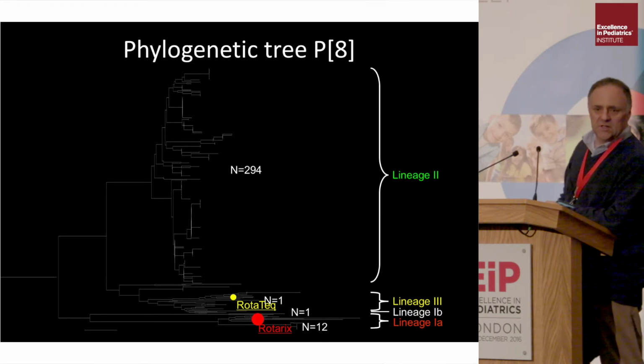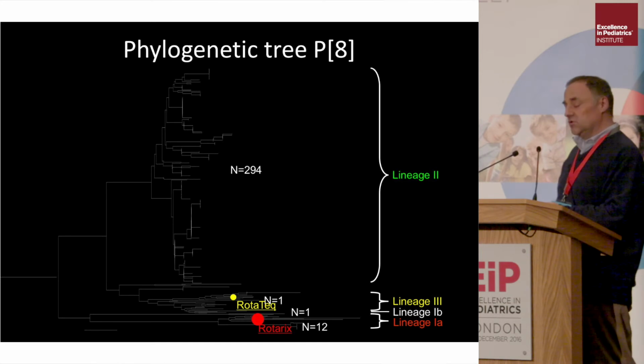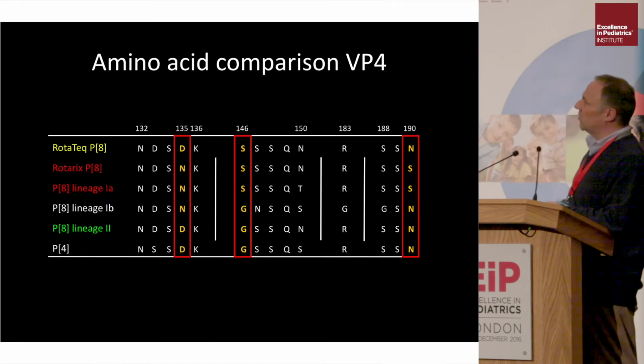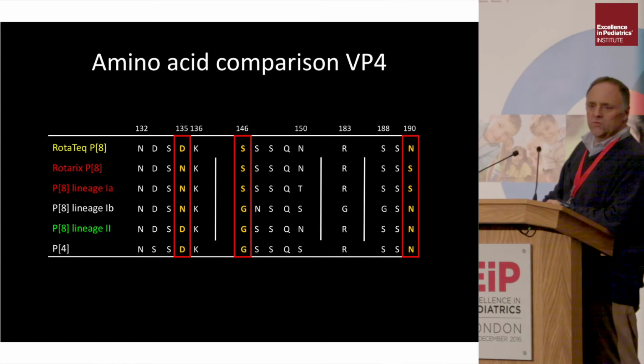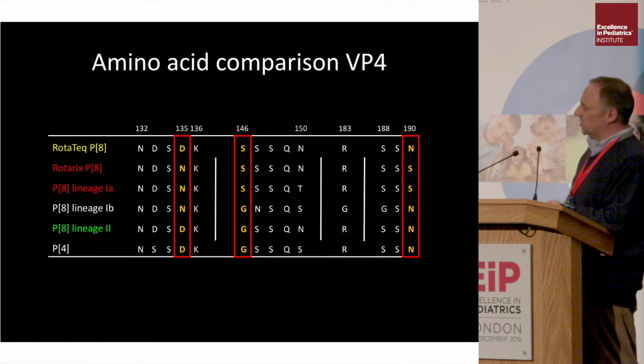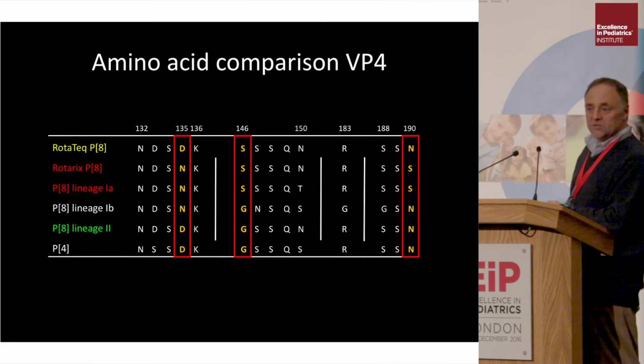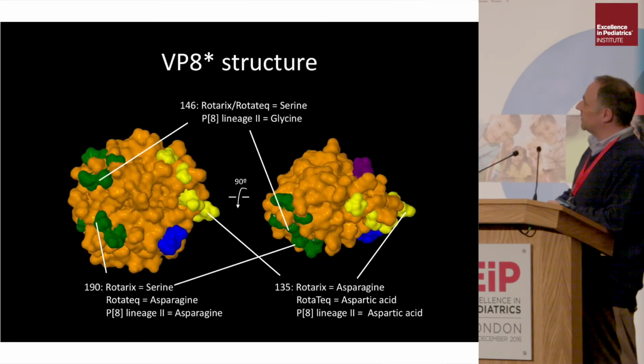And the genetic distance between what is in the vaccine and what is circulating is becoming bigger and bigger, and in important regions. When we look at the antigenic regions and we look at ROTATEQ, ROTARIX, the vaccines, and the things that are circulating, which are mainly in green, there are quite a lot of differences between the vaccines in important amino acid positions and what is circulating.